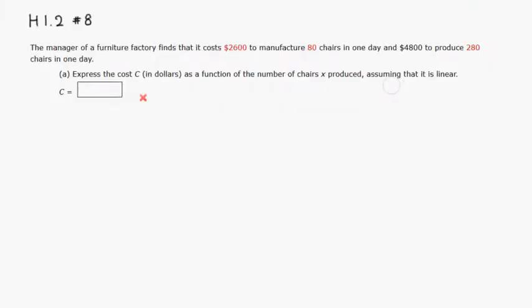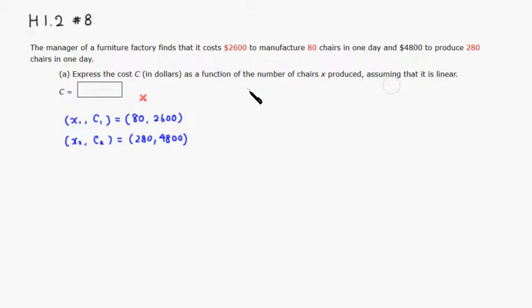Each of these gives you a point. So you can think of it as an X value, X1, comma, and instead of Y, since it's a cost, I'm going to call it C1. When X is 80, the corresponding cost is 2,600. Then X2 and C2: when X is 280, the cost is 4,800. Basically we need to find the equation of the line going through these 2 points.